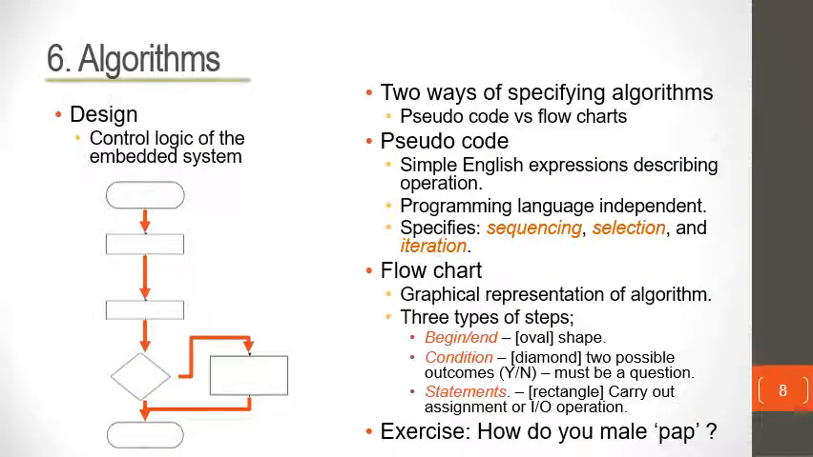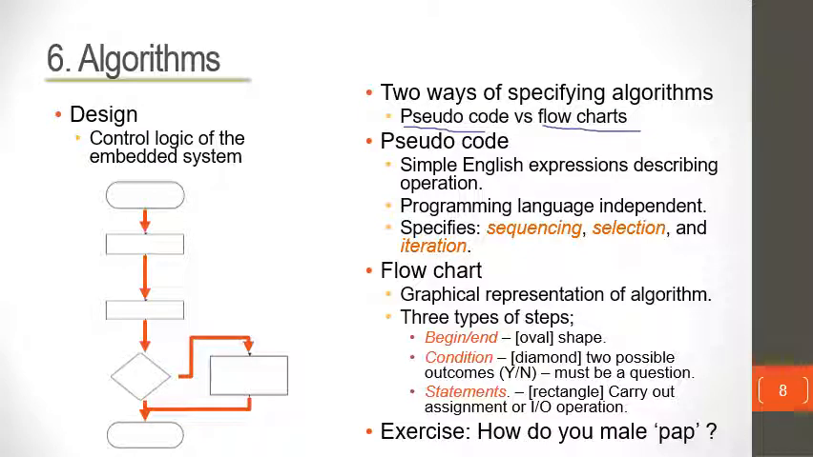Now, on the issue of the algorithms, remember the code we are using to implement a certain algorithm. So one such case is where you design the control logic for the embedded system. So an algorithm would be implementing the control logic, and there are two ways in which you can specify this algorithm. One way would be to use a pseudocode. The other way would be to use a flowchart.